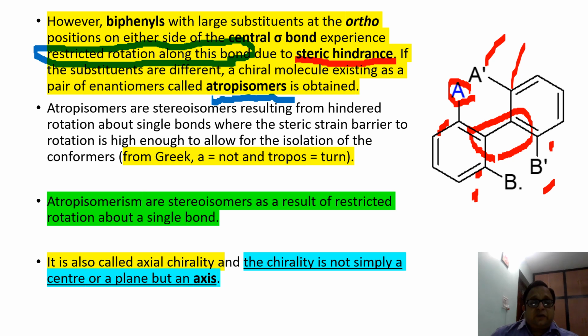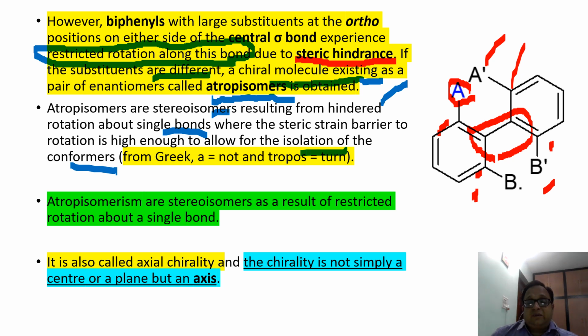So atropisomers are stereoisomers resulting from hindered rotation about a single bond, where the steric strain barrier to rotation is high enough to allow for the isolation of the conformers. The question arises why these atropisomers are enantiomers. Yes, if substituents are different, a chiral molecule exists and these atropisomers are enantiomers.